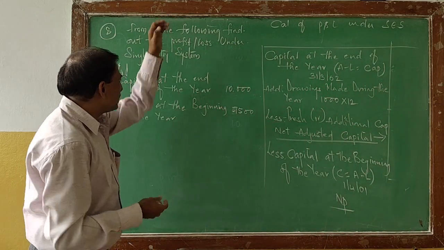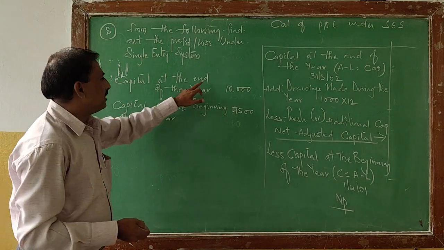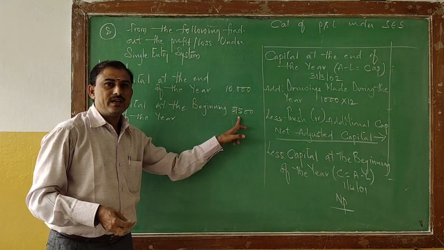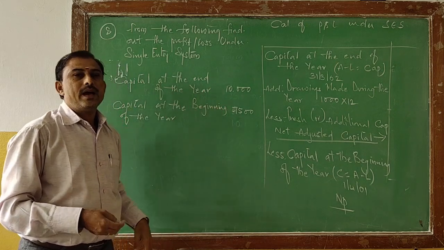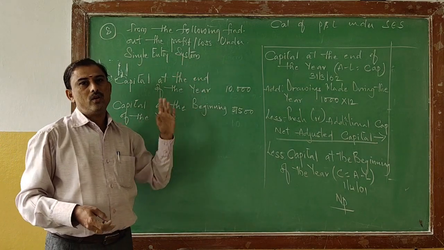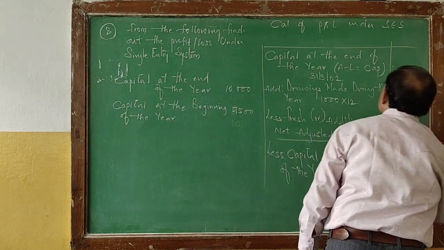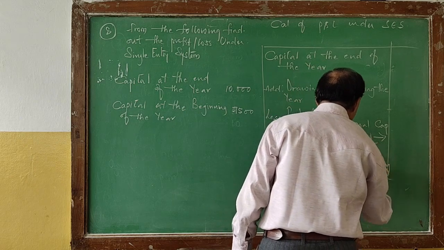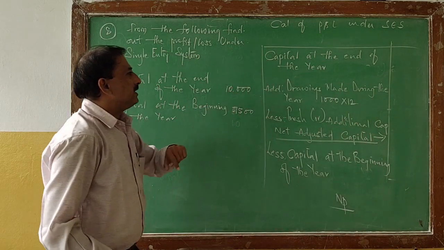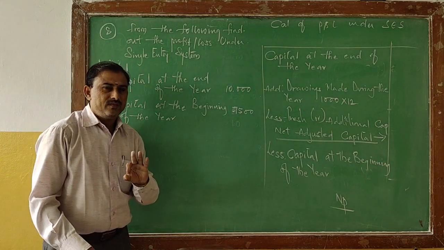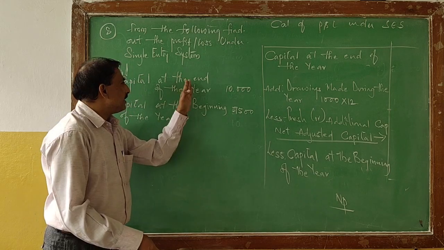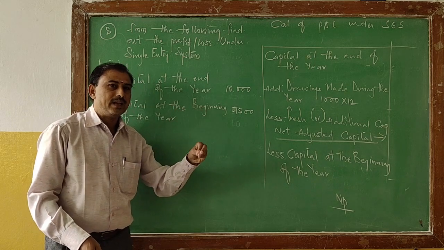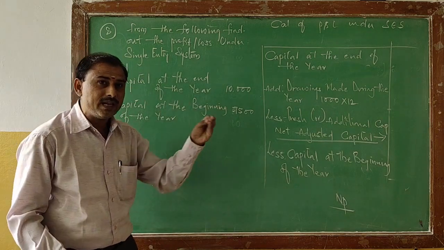So what is the information given in the problem? Capital at the end of the year is 10,000 and capital at the beginning of the year is 7,500. With these 2 pieces of information, they are asking you to find the profit or loss. Now see here. We are finding the profit or loss under single entry system. So we always have to start with the capital at the end of the year. They have not given anything like drawings and additional capital, so forget about those items now.